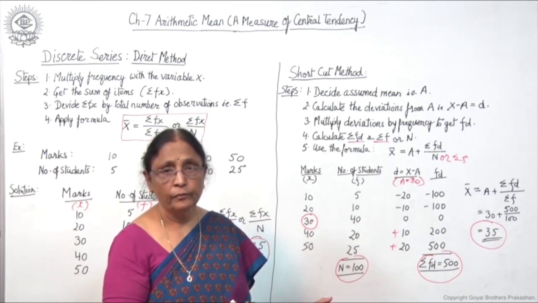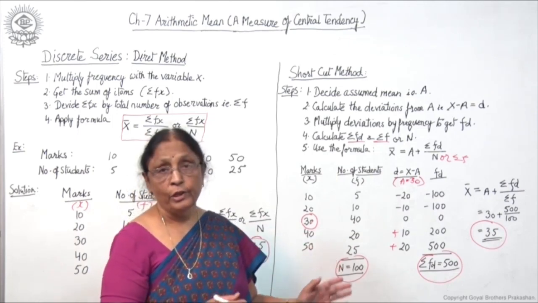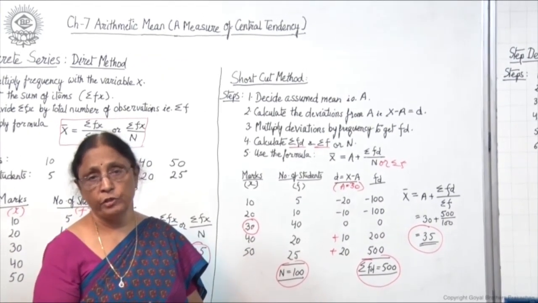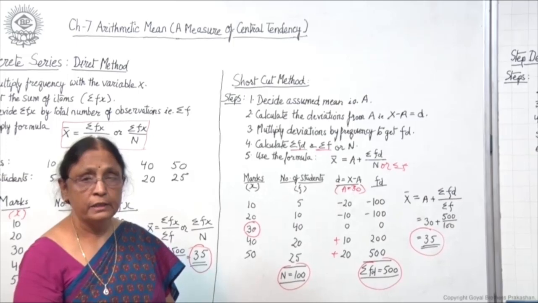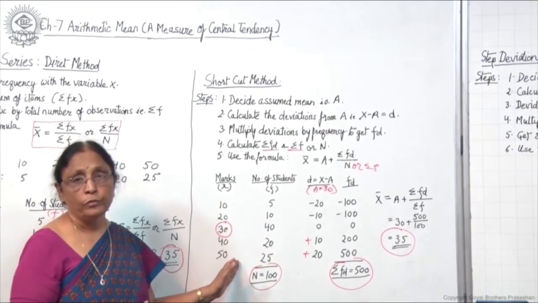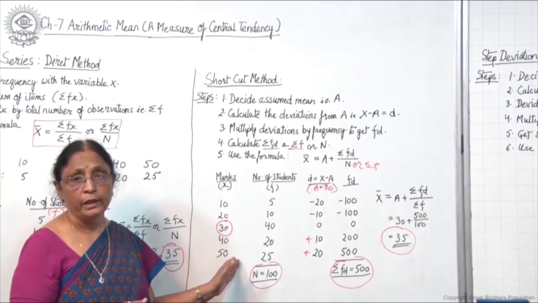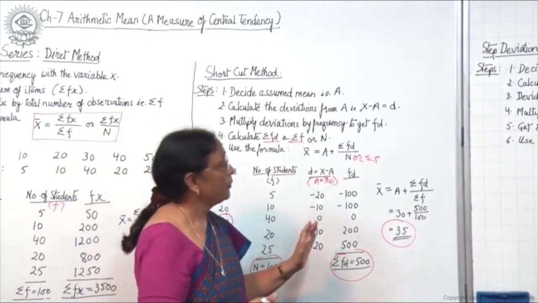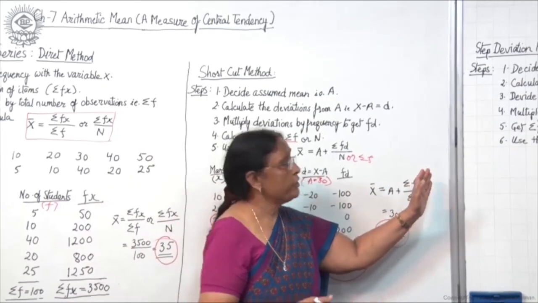Clear? Now after this you are left with another method, that is step deviation method. Now let us see again how the same example will help you to calculate arithmetic mean with the help of step deviation method. Now we will move to step deviation method.